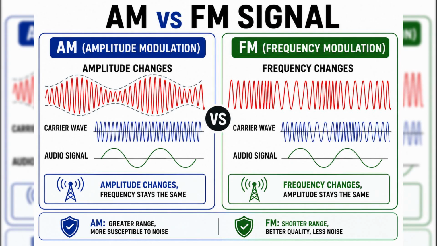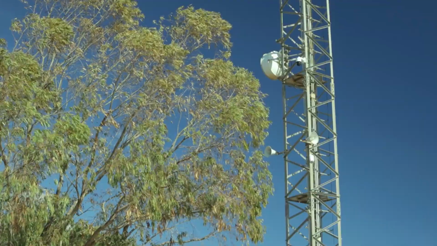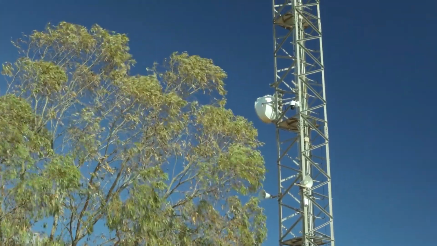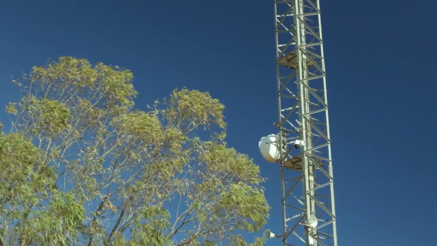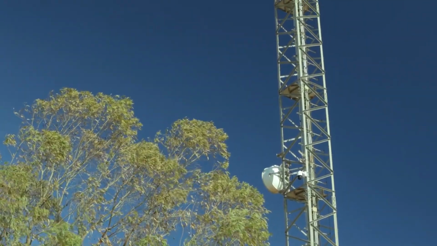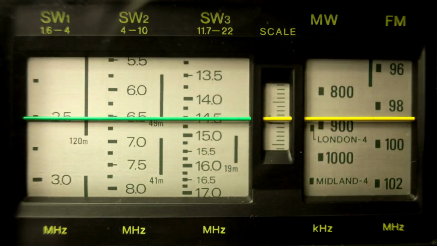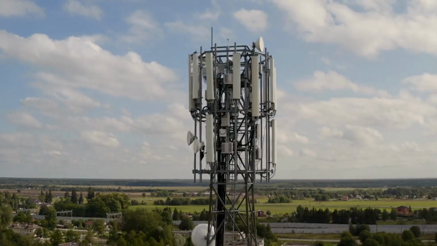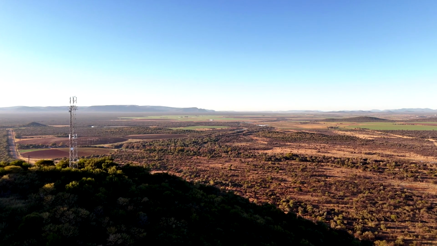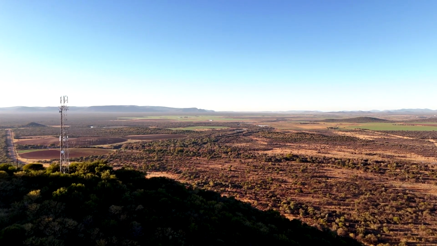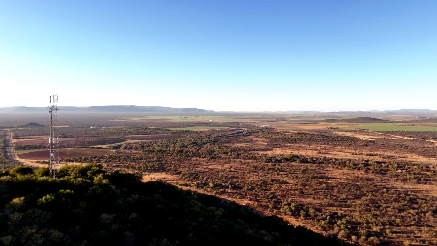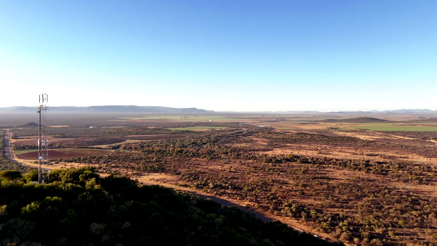The strength of the transmitter also plays a major role in determining how far a signal can travel. A more powerful transmitter generates a stronger electromagnetic field, allowing the radio waves to cover larger areas. However, power alone is not enough. The placement and height of the antenna are equally important. This is why radio towers are often built on mountains, hills, or tall structures, maximizing their ability to broadcast over wide regions without interference.